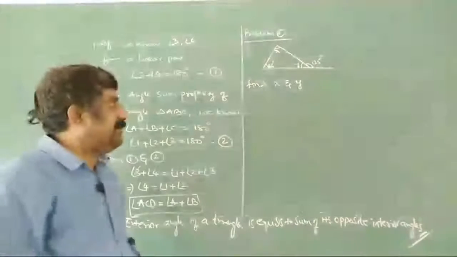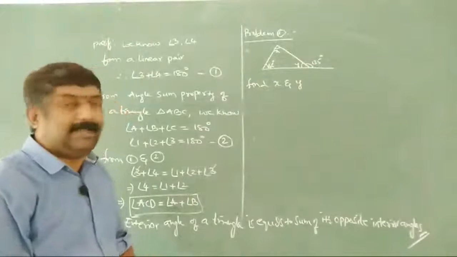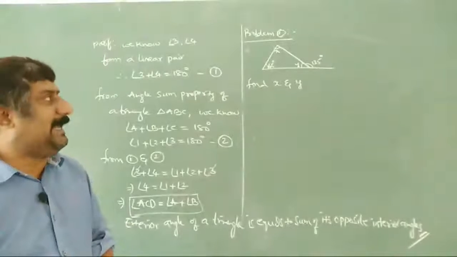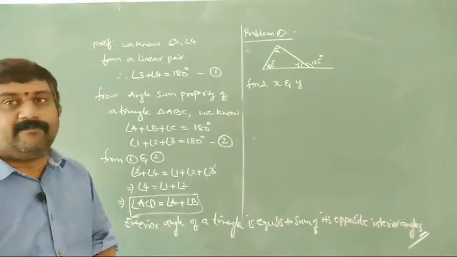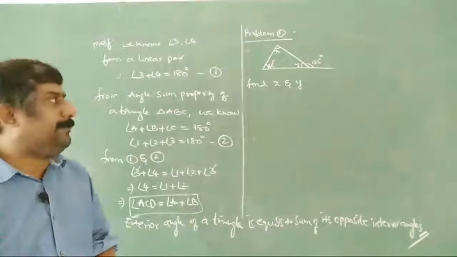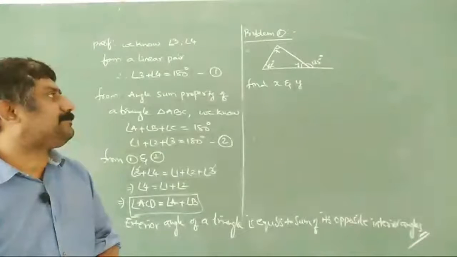A triangle is given, observe here. In these three interior angles are given: x, y and 65. One exterior angle is given, 135. We need to find x and y values here. Okay, very simple it is.